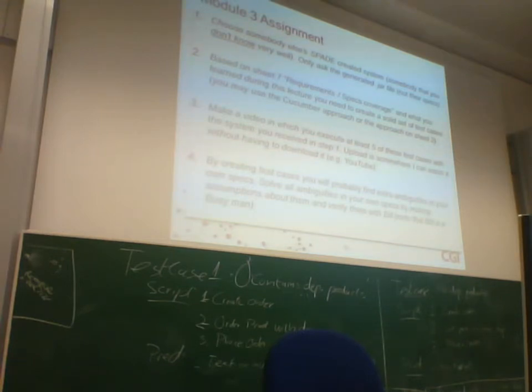But the 5 that you choose should be those that really represent functionality that Bill is interested in. And you know what Bill is interested in, right? Okay, by creating those test cases, you will probably find extra ambiguities in your own specifications. I'm hoping for that.